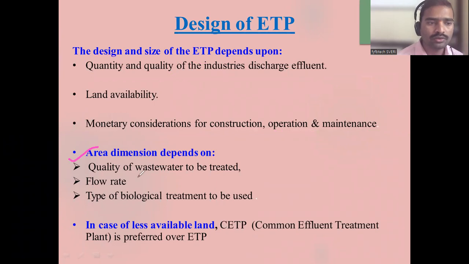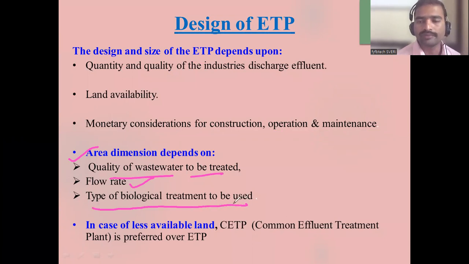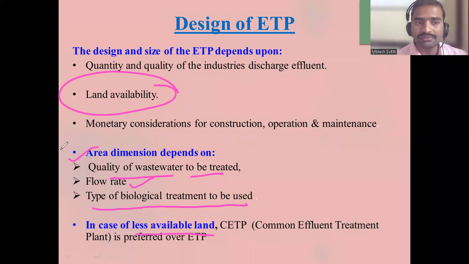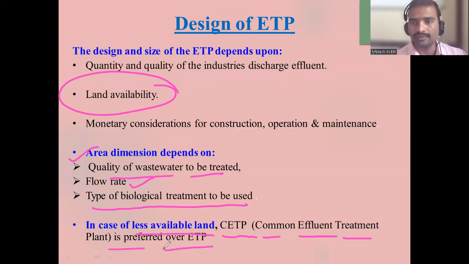Then area dimension depends on the quality of wastewater to be treated, flow rate, and the typical biological treatment to be used. There are different components of biological treatment that you should use; we will study those further. If land availability is very less, then CETP, that is common effluent treatment plant, is preferred over the ETP.